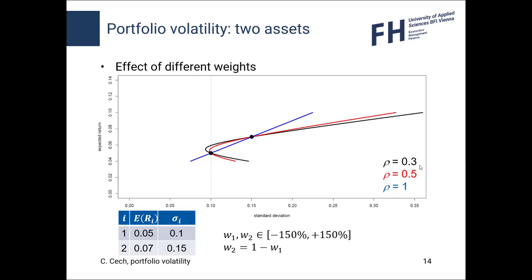The first scenario is a correlation of 30%, and the result, the risk-return combinations, are displayed in the black line. The second scenario is a correlation of 50%. It is displayed by the red line, and also I have calculated the risk-return profiles for a correlation of 100%.